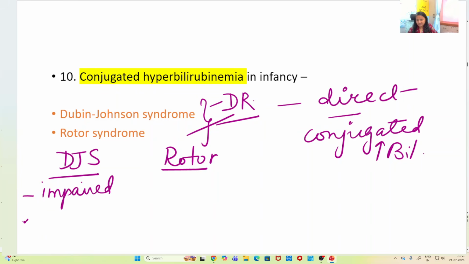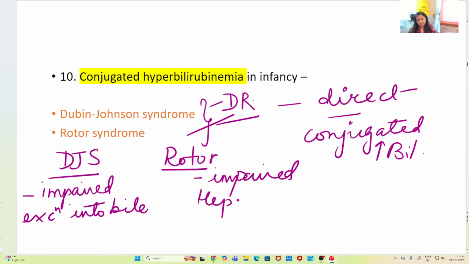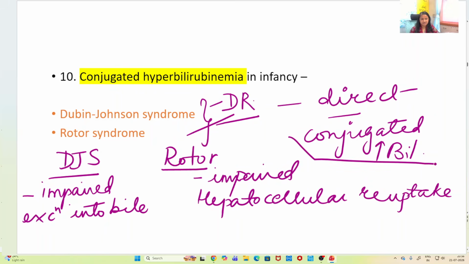Okay, now Dubin-Johnson syndrome is impaired excretion of the bilirubin into the bile, whereas Rotor syndrome is impaired hepatocellular reuptake of the bilirubin. So this you have to remember very clearly. One is DJS, Dubin-Johnson, which is impaired excretion into bile, and Rotor is impaired hepatocellular reuptake.